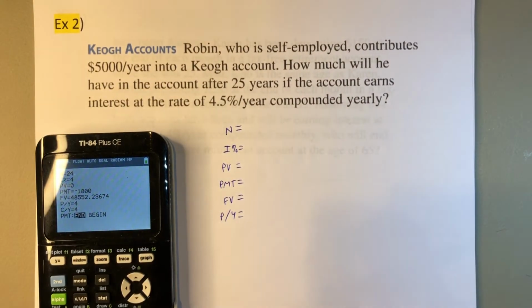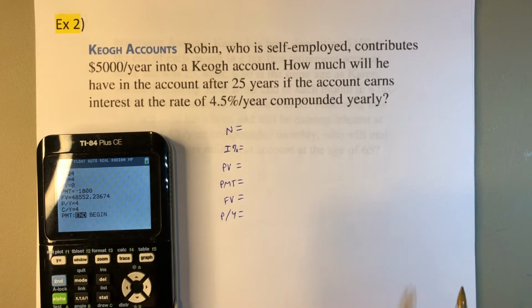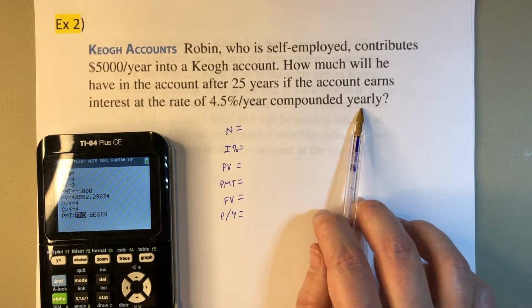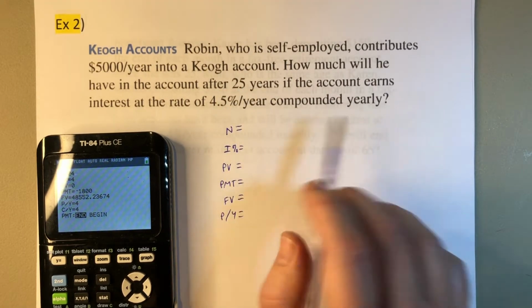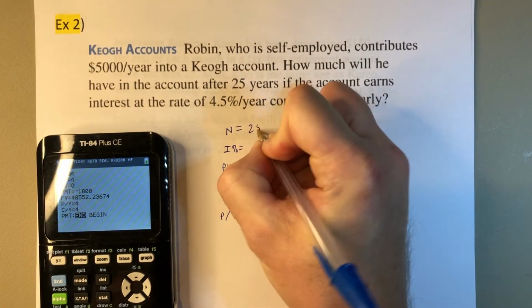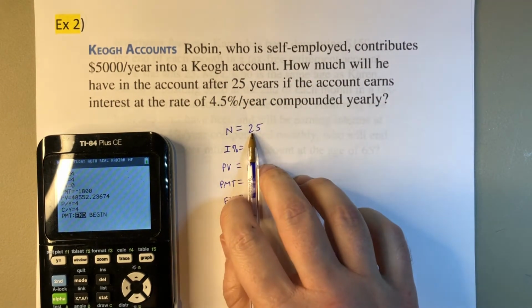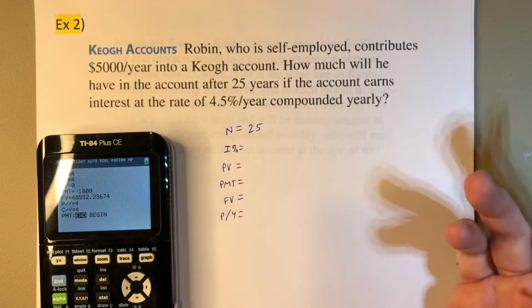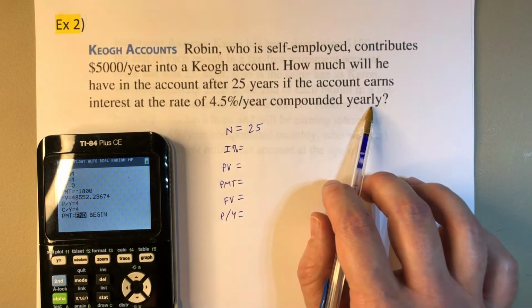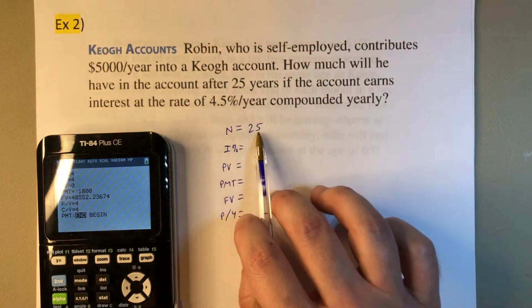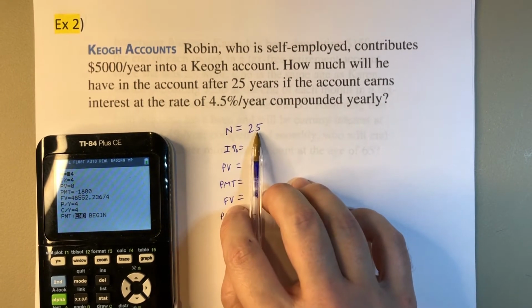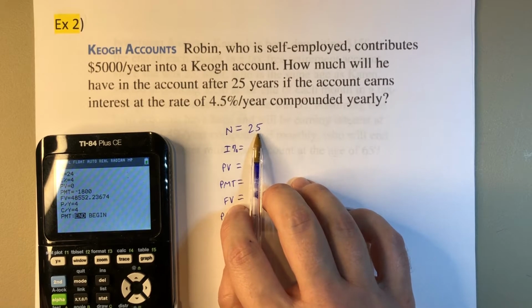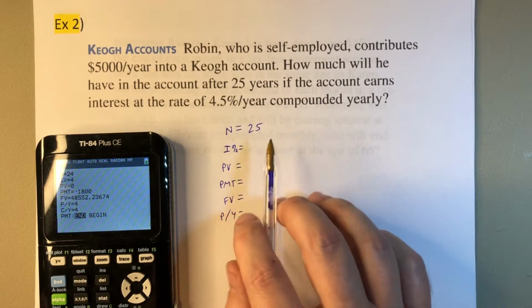So N is going to be what? Well, it's being compounded yearly, and he's putting it into the account for a total of 25 years. So N is 25. It's really 1 times 25, because that would be your M value. M would be 1 for yearly, and then 1 times 25, T, would be 25. This number is the total number of times that a payment is being made, which is the same as the total number of times the interest is being compounded. That number is going to be the same.